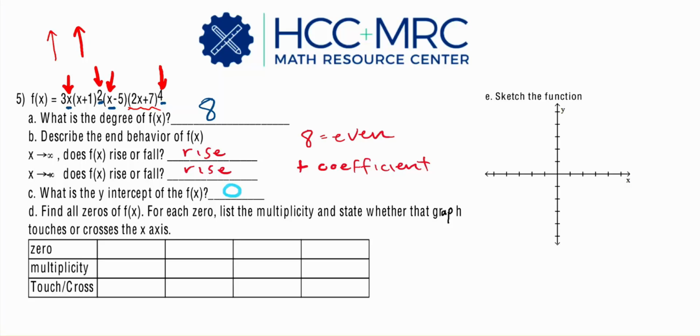Next, we have to find the y-intercept. We know that that's going to be 0 because there isn't a constant. There's an x in every term, and when you multiply anything by 0, the answer is going to be 0.